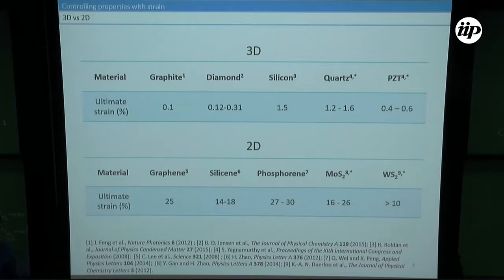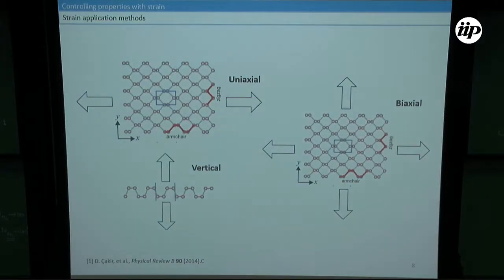So as you have a much larger strain range to work with, you can get much more tunability of the properties of the materials. Before I talk about that, there are different ways to apply strain to the material. If you only apply in one direction, you call that uniaxial. If you're talking about uniaxial strain, you can apply it in the zigzag direction or in the armchair direction. And you can also apply biaxial strain, or apply in both directions at the same time.